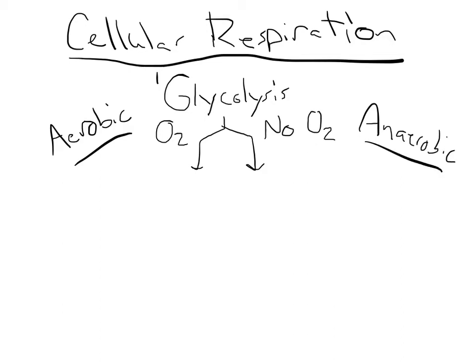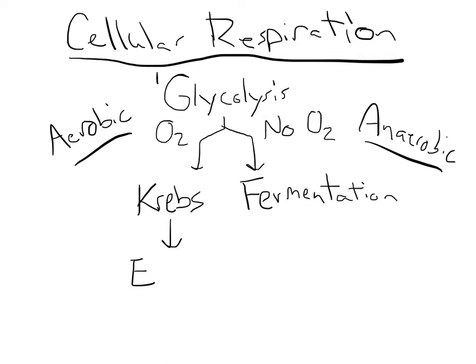Now we'll start here on the right with anaerobic because it's simpler. After glycolysis, a cell doing anaerobic respiration goes straight to fermentation. And that's it. That is the whole of anaerobic respiration. Now if we move back to the left, if the cell does have oxygen present, we will first go into the Krebs cycle, followed then by the electron transport chain. So let's move on to a second slide and take a look at glycolysis.